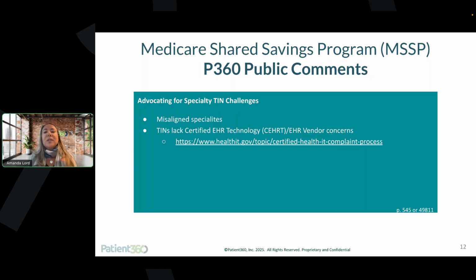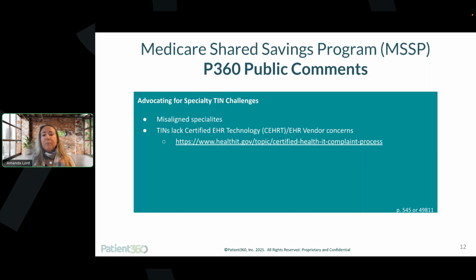For ACOs with significant EHR vendor concerns, this is right from the final rule, it's a quote: "For ACOs with significant EHR vendor concerns when issues of potential non-compliance with certification requirements are unresolvable, we note that the Assistant Secretary for Technology Policy, Office of the National Coordinator for Health Information Technology, has provided a complaint process for certified products to the public," available at the link that we popped in the slide for you.